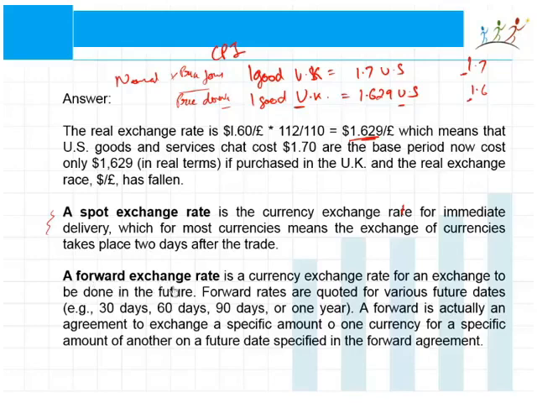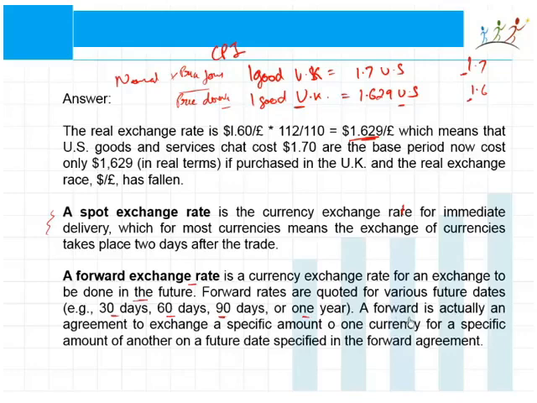A forward exchange rate is like the forward contracts that we'll study in derivatives. It is a rate that is decided today. However, the currency exchange will be done at some date in the future. That date will also be decided, but the rate will be agreed upon today. The exchange will happen in the future. So forward rates are quoted for various future dates, that is 30 days, 60 days, 90 days, or even 1 year.